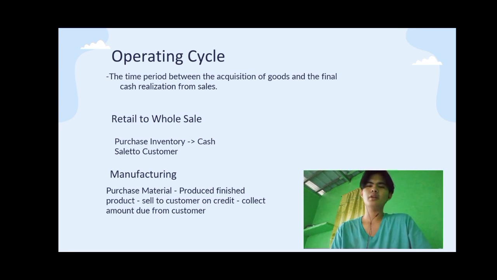In another example, a car manufacturer purchases material and then uses labor and overhead to convert this material into a finished car. A dealer buys the car on credit, then pays the manufacturer. Compared to the food store, the manufacturer has a much longer operating cycle but it is still less than a year.